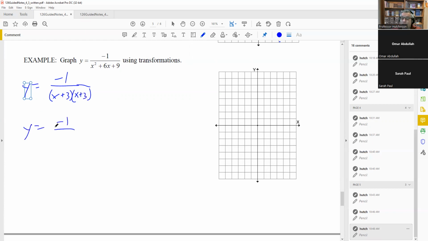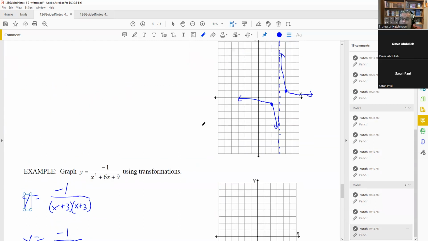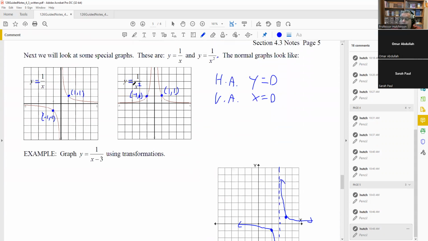But I can actually take that one step further and write it as x plus 3 quantity squared, because there's 2 of these together. And I'm only writing it as a square because that way I can look back at my base graphs. So now that I have a square here, I'll jump back up here for a second. I need to look at this base graph, y equals 1 over x squared.